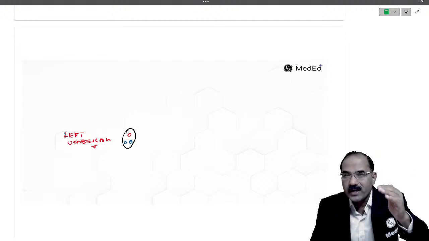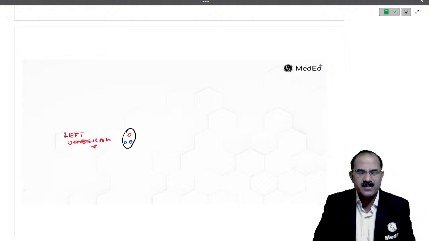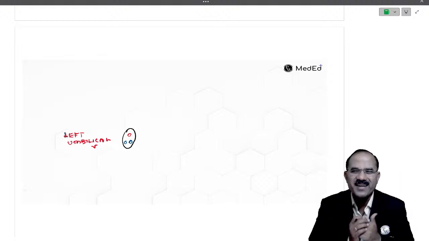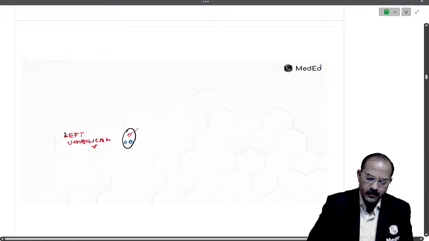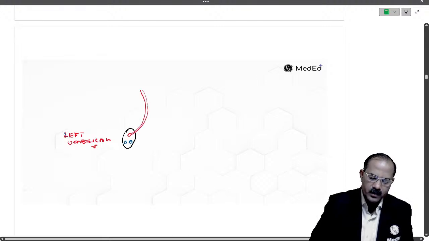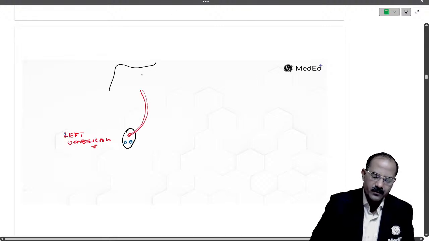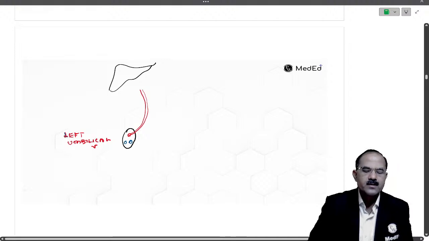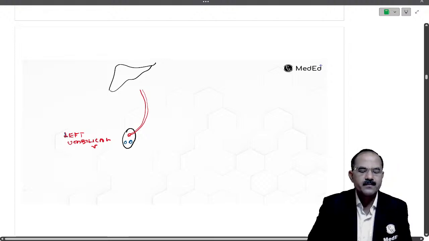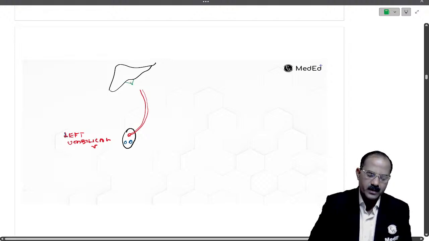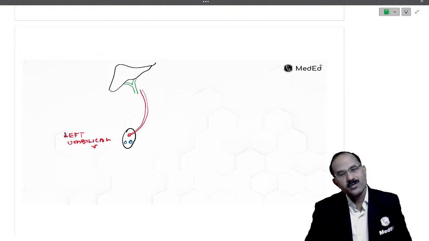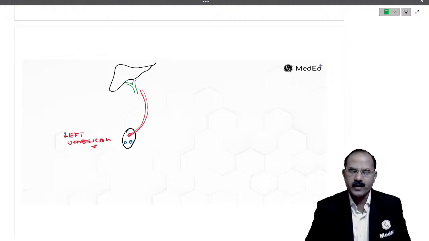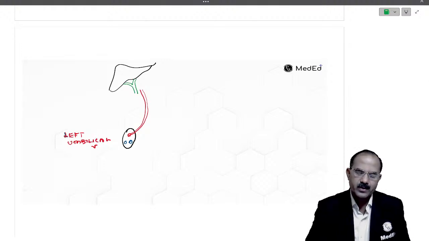Where does the umbilical vein come from? Can you answer this? The placenta, right? So the umbilical vein comes from the placenta, and this left umbilical vein would now go and join someone in the liver. Can anyone tell me? That's the liver. But when the contents of the umbilical cord are asked, it is two umbilical arteries and the left umbilical vein. That is what you are going to tell.